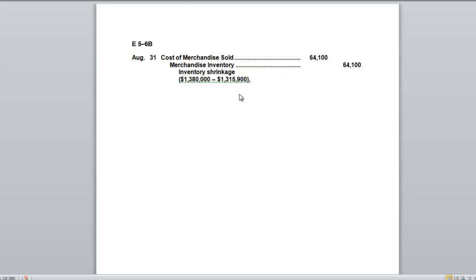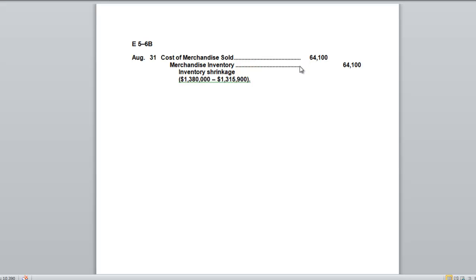If we take a look at the difference between the two, this is what our accounting records show, and this figure here is how much we actually physically counted. The difference between those two dollar amounts is $64,100. We need to reduce our records from $1,380,000 down to the proper amount. We do that by crediting this asset account by the difference. The debit goes to cost of merchandise sold. So we're going to treat this as though it's going to be expensed on the financial statements.